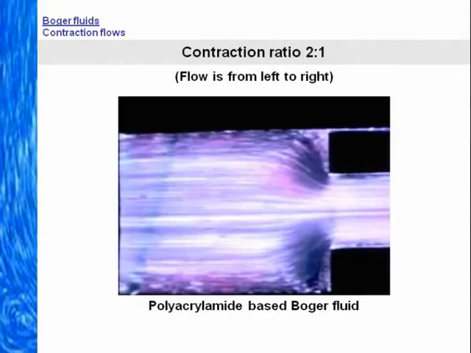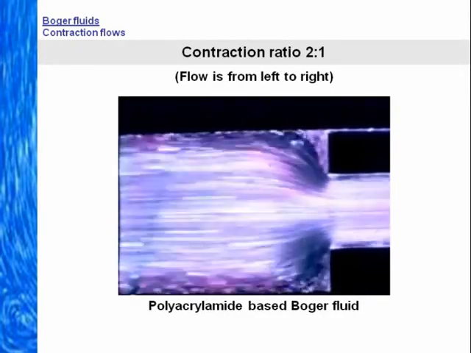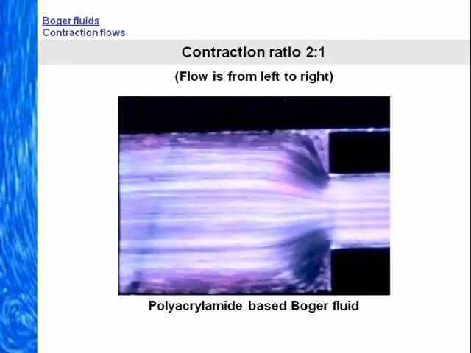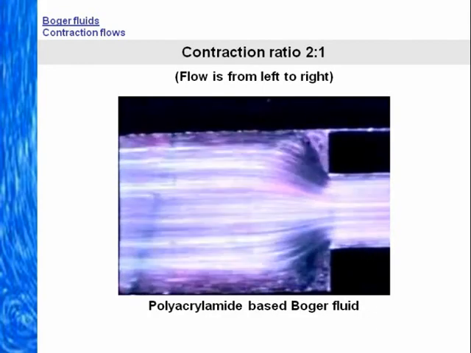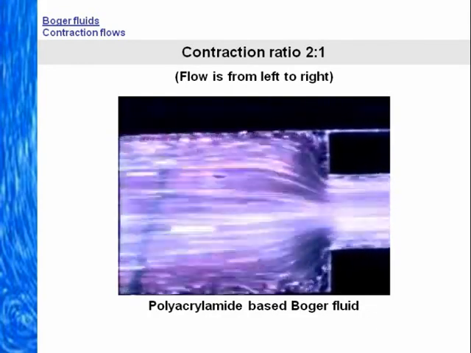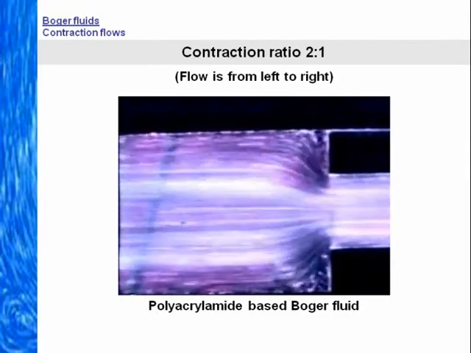We now consider the same fluid in a lower contraction ratio geometry, 2 to 1 to be precise. In this sequence, we see definite evidence of a so-called lip vortex, which often becomes a dominant influence in the build-up to vortex enhancement.